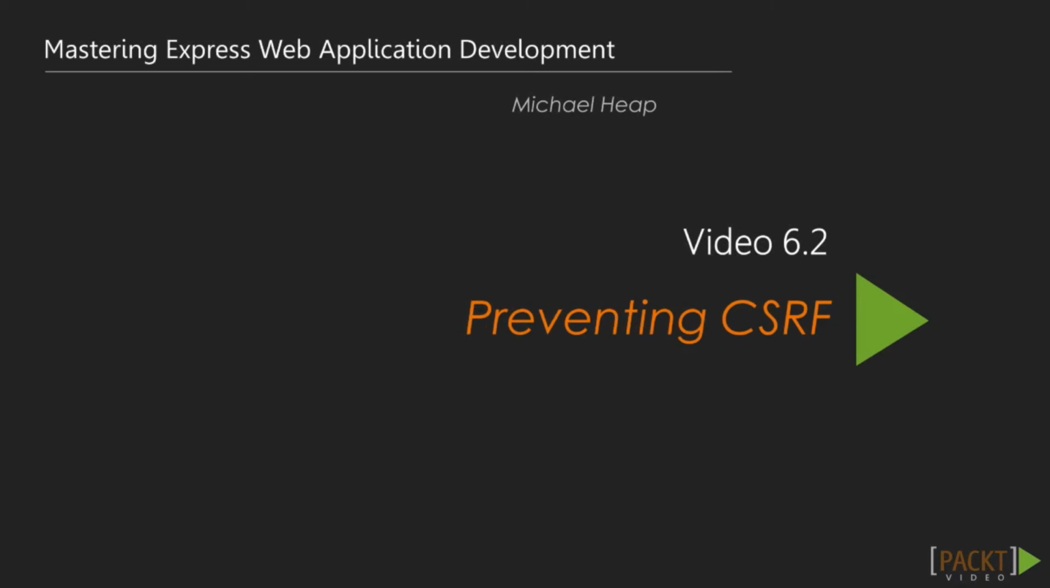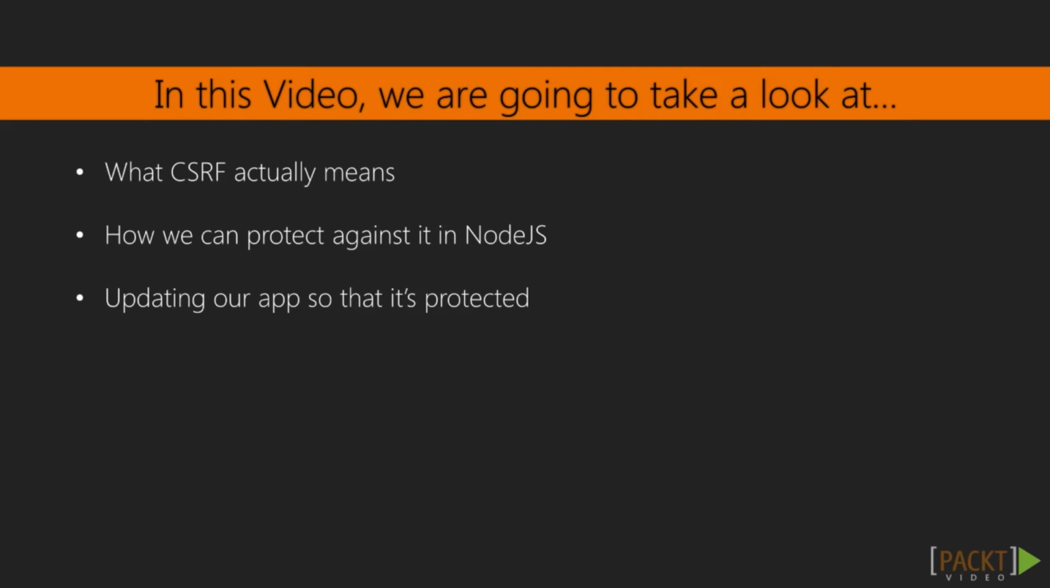Welcome back. In the previous video, we secured our application with HTTPS, taking the first step towards developing a secure application. This time, we're going to take a look at preventing CSRF. In this video, we're going to be implementing the cross-site request forgery middleware, which will help us verify that any requests that modify state in our application come from inside our application. To do this, we'll have to look at what CSRF actually means, how we can protect against it in Node.js, and we'll update our application so that it's protected.